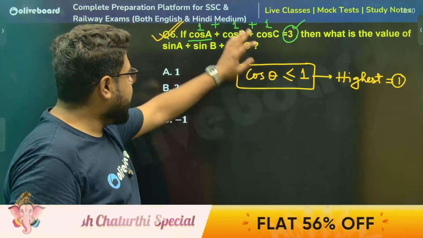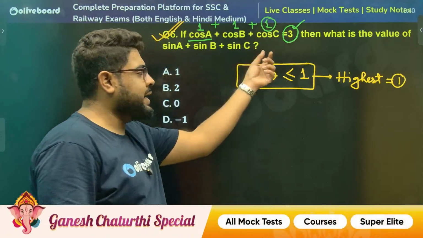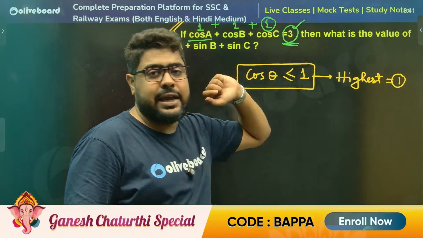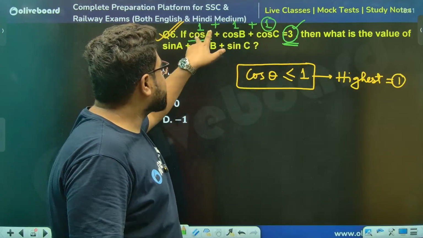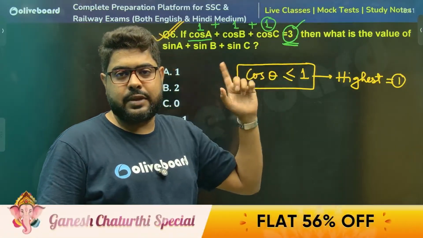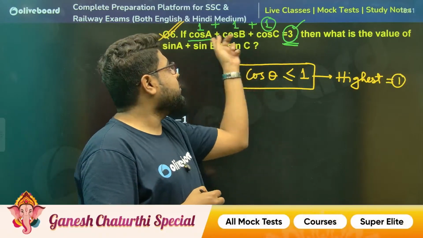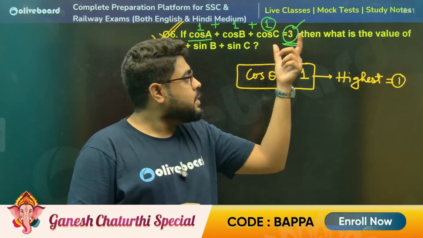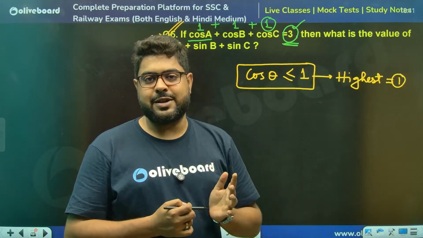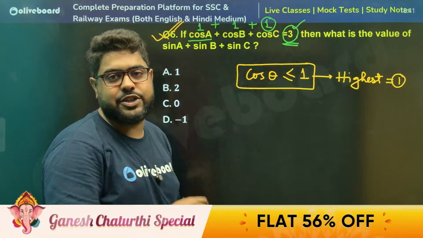Please understand, if any of these 3, let's say cos C is slightly less than 1, then to maintain this sum as 3, one of the other two, cos A or cos B, has to go beyond 1. Yes or no? If cos C goes slightly less than 1, someone from the other two has to balance it out. Otherwise, the sum cannot be 3. So it has to go beyond 1. That is not possible. So the only possibility here is that all 3 are 1, 1, 1.